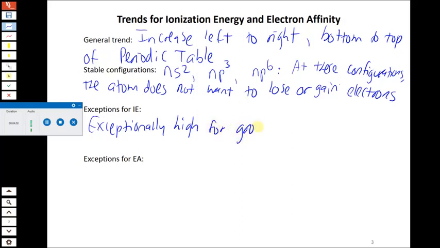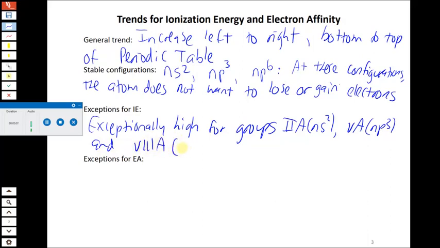And the group numbers that those correspond to are going to be 2A, which is the ns2 configuration, 5A, which is the np3 configuration, and the noble gases, 8A. This is how they're labeled on your periodic table with Roman numerals. All right, so those are the group numbers that have exceptionally high ionization energies.